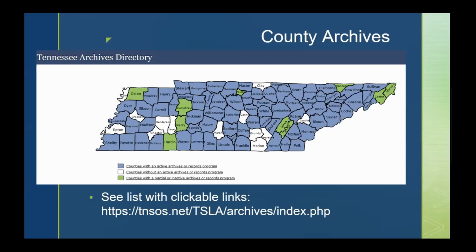So on this clickable map, which you will find at the Tennessee State Archives website, every county that is either shaded in blue or green has an archives of some sort. So the ones that are white, they do not have an archives, but you can see the majority of the counties do have an archives, and they have a lot of good materials and a lot of good staff to help you.